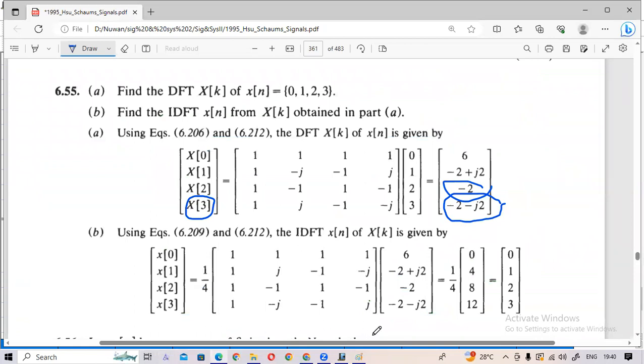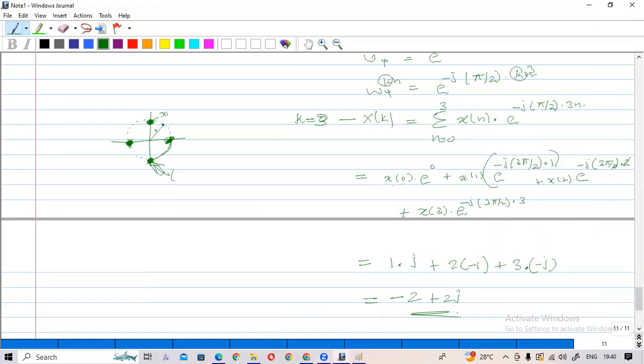So I think we have made a mistake here. Okay, let's check it again. The answer should be minus 2 minus 2j. But we get plus 2. Oh, sorry, yes, it is correct. Here minus 3j, no? Minus 3j plus j. So that is minus 2j.